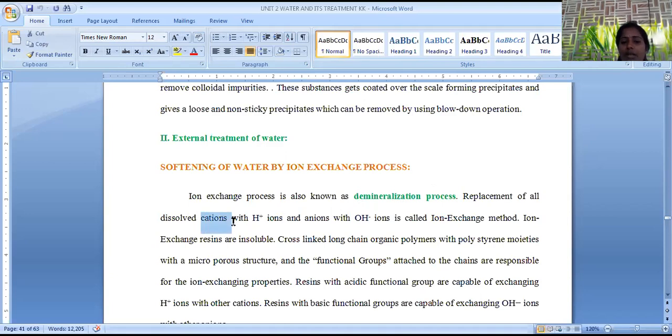Whatever cations are present in the water, calcium and magnesium, all these calcium and magnesium ions are replaced by H plus ions, whereas all the chlorides, bicarbonates and sulfates which are causing hardness, all those anions are replaced by OH minus ions. Hence it is called the ion exchange process. We are exchanging hardness causing ions with simple H plus and OH minus, and finally it is converted into water only. Hence we can say it is the deionization process, also called the demineralization process.